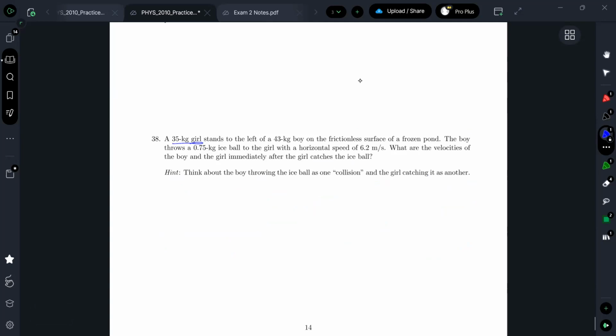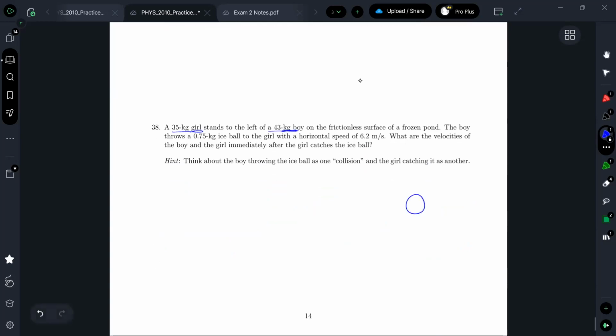All right, a 35 kilogram girl stands to the left of a 43 kilogram boy. I should be drawing a picture already.